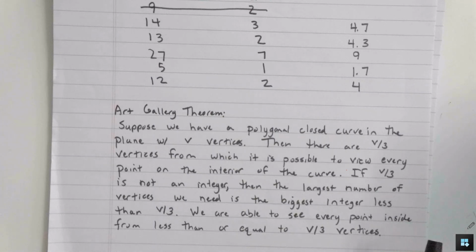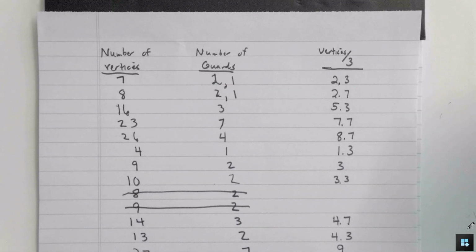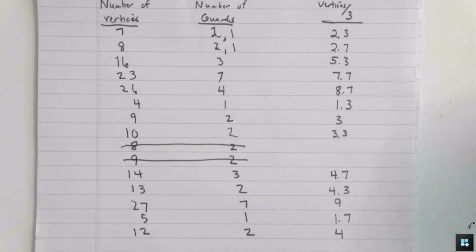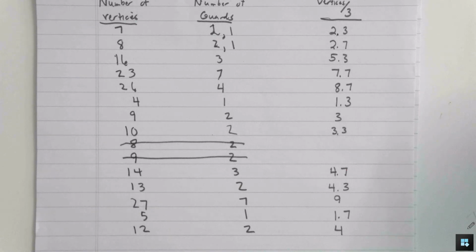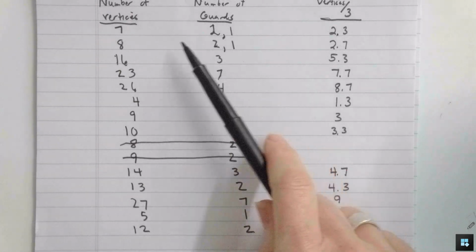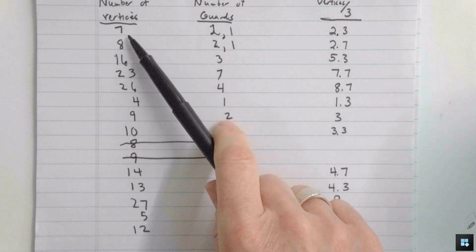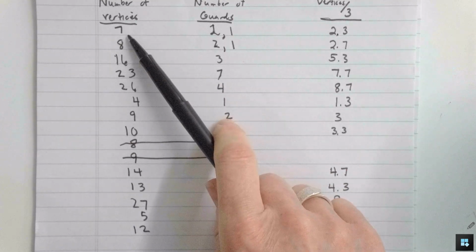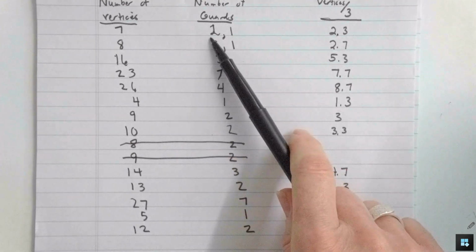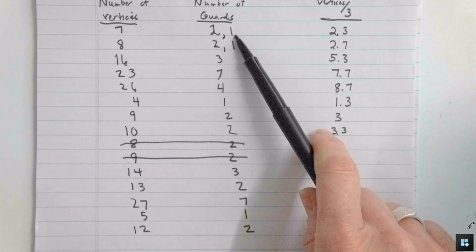So I had each of you make polygonal closed curves, and then look and see the most number of guards you would need to see every point inside that polygonal closed curve. And indeed, we had two people make polygonal closed curves with 7 vertices. And with the designs they made, the most they would need on one of those designs was 2, and the most they needed on the other was 1.